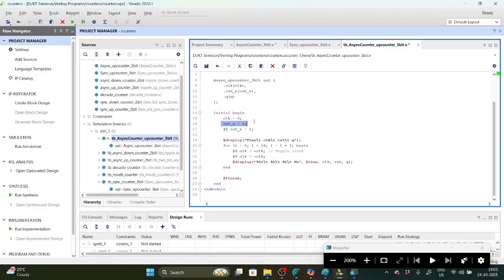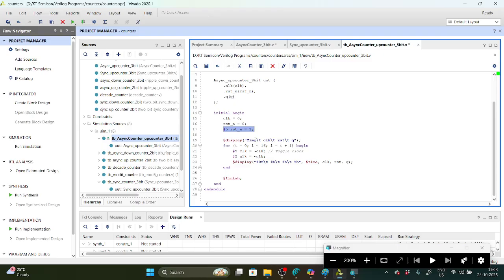First I'm resetting to 0. So this is asynchronous active low reset. After 5 minutes, I'm making this, which is nothing but reset mode, into functional mode. So after 5 minutes, I'm making this into functional mode.